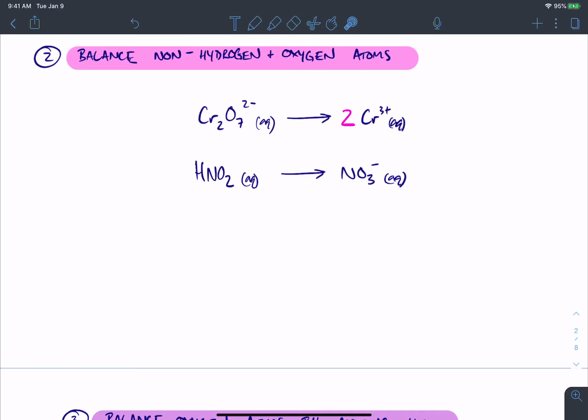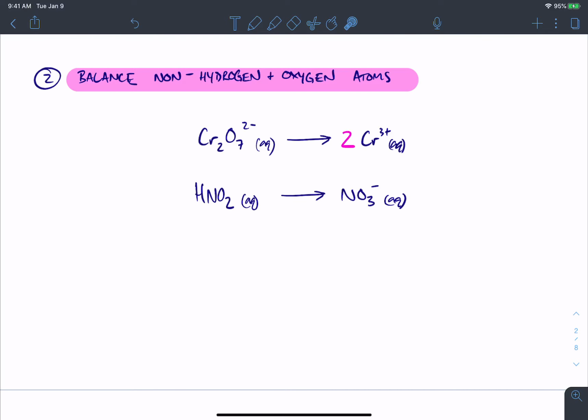So the second step is balancing the non-hydrogen and oxygen atoms. You're going to do this on a per half reaction basis. In this first half reaction, I have 2 chromiums. I need 2 chromiums on the product side, so I put a coefficient of 2 in front of the chromium 3 ion. Fortunately, the only non-hydrogen or oxygen atom that I have in the second half reaction is nitrogen, and that's already balanced. I have 1 here and 1 here. So that's step 2 complete.